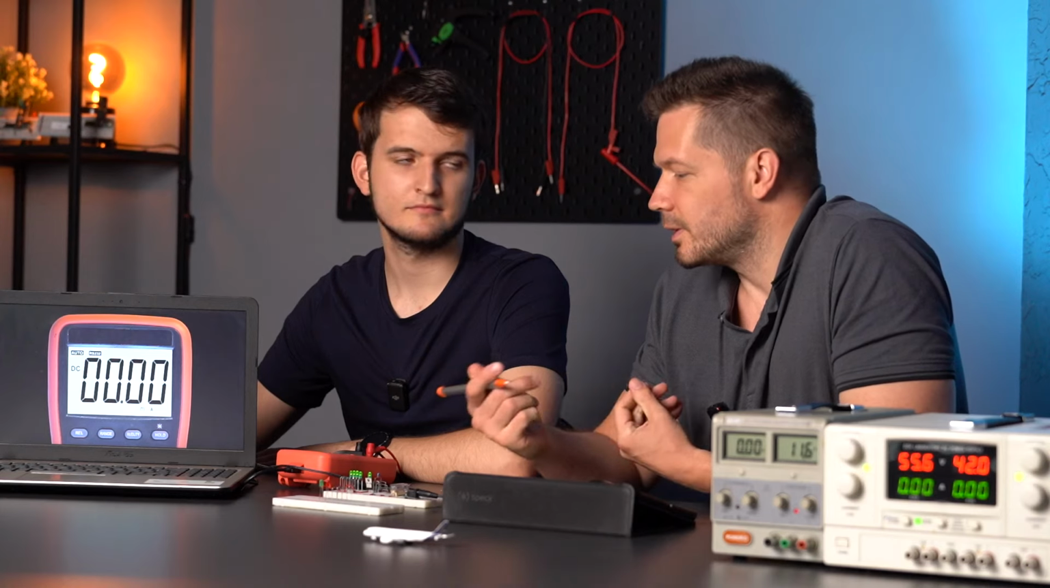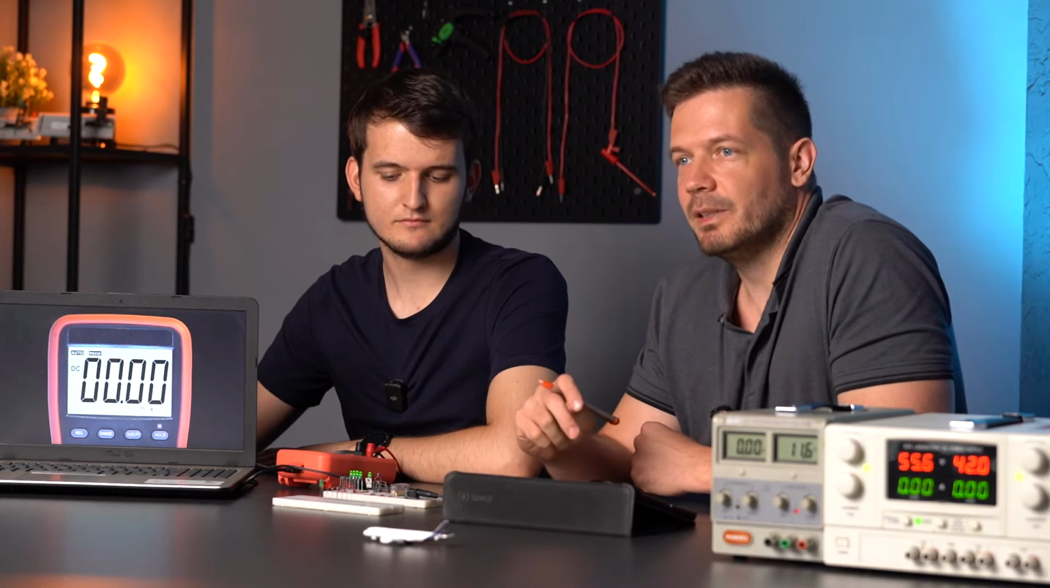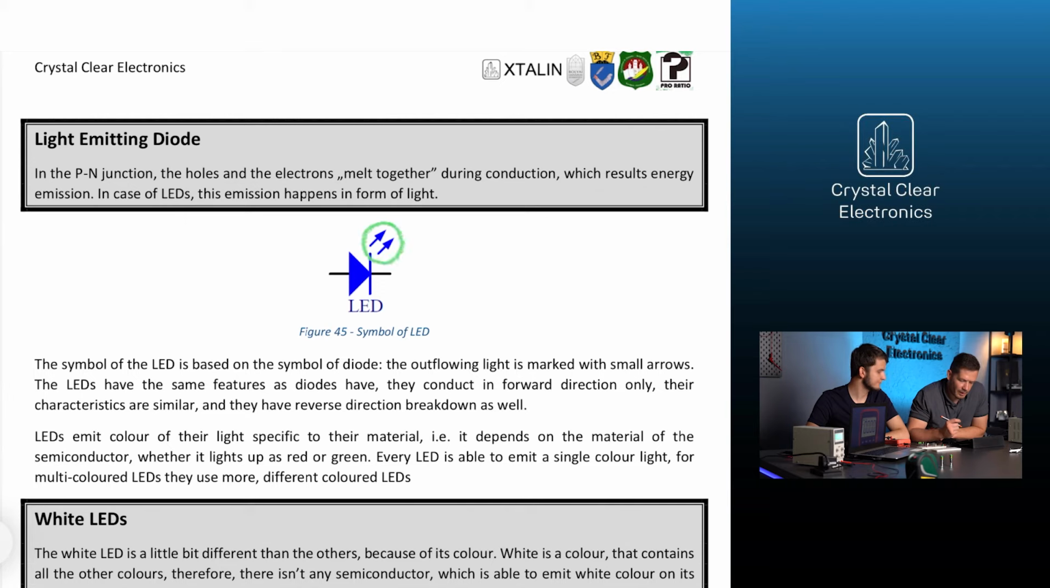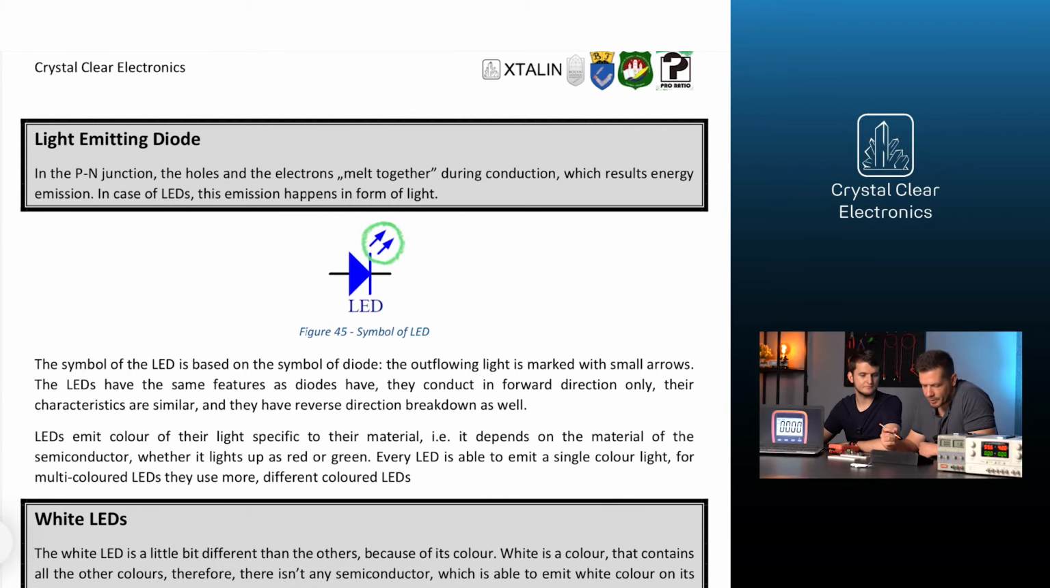You will see a lot of these diodes in the later episodes. The symbol of the diode is shown on the figure. The symbol of the LED is based on the symbol of the diode. The outflowing light is marked with small arrows.